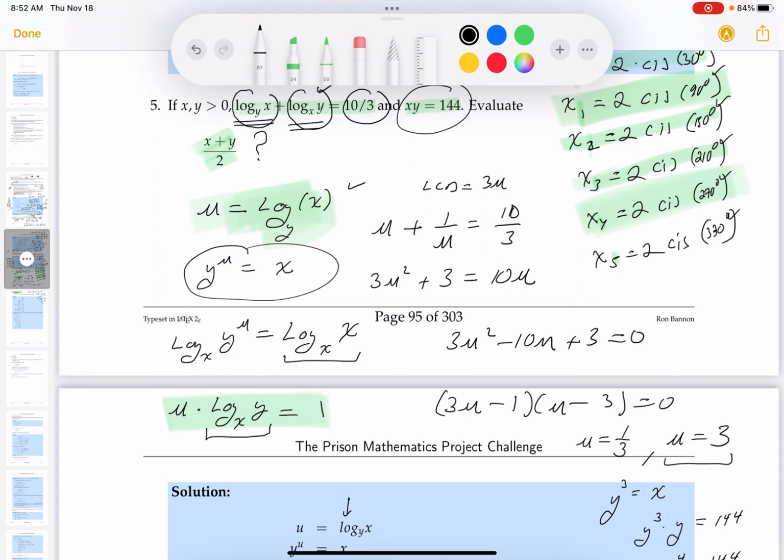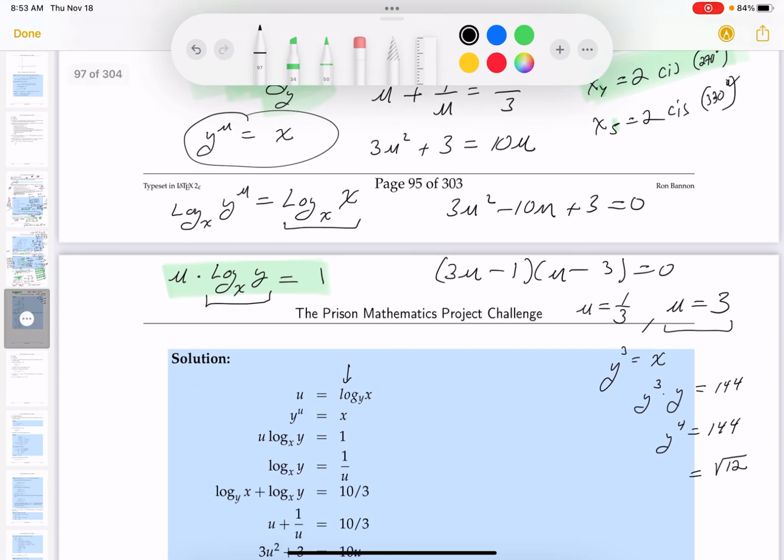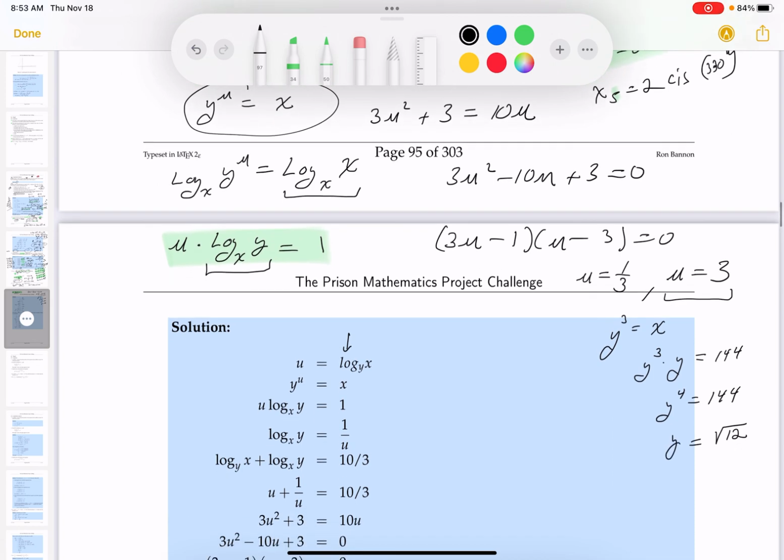So y, I'm saying u, that's y cubed is x. And I did that. Well, this is going to be 12. It's going to be the root of 12. Let me just make sure of that. And that can be tough. I know that. So that y is the root of 12. And that's going to be y equals 2 root 3.